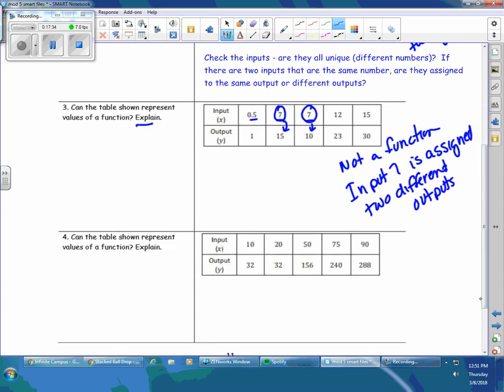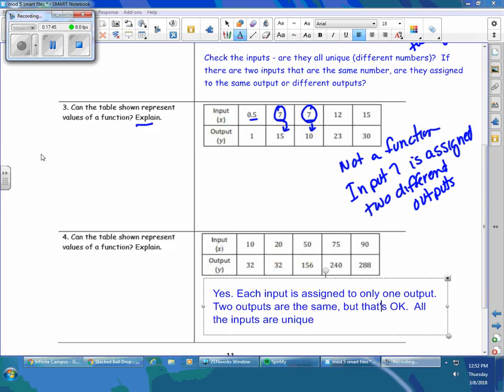Okay, I would like you to pause the video and determine if this next one is a function. Okay, number 4 is a function. Each input is assigned to only one output. So I've got 10, 20, 50, 75, 90. They're all unique. They only have one output assigned to them.